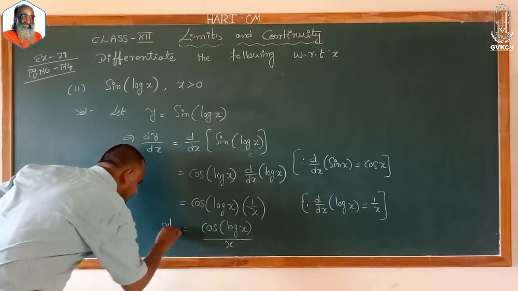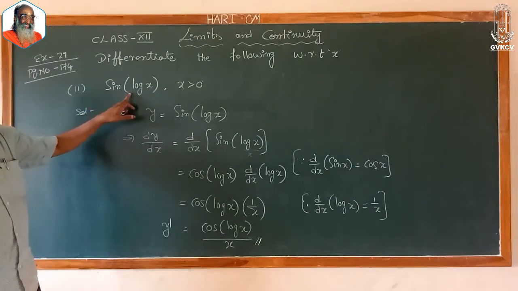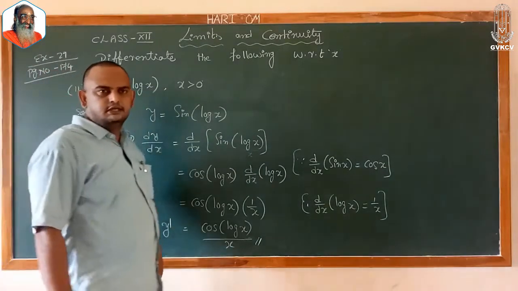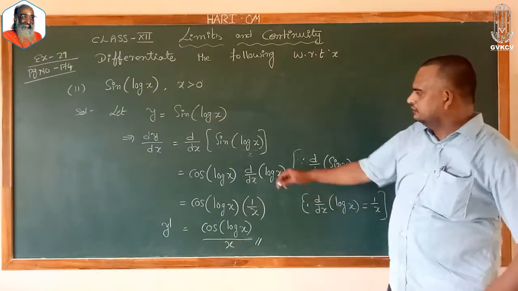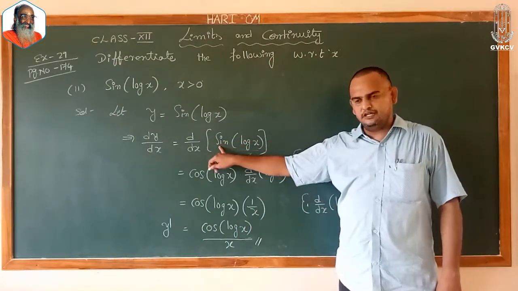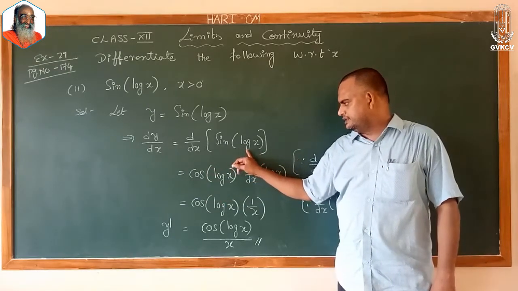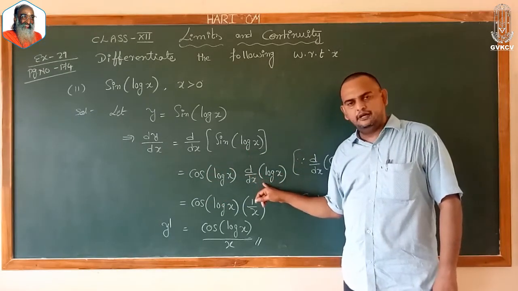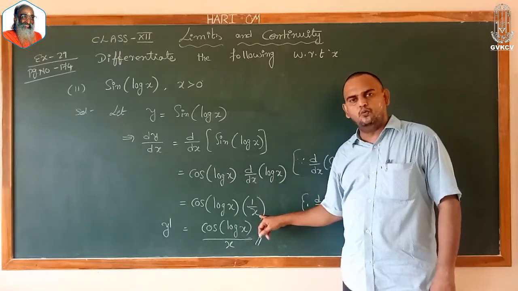This is nothing but y dash. This is the derivative of sine of log x. So first, sine x derivation is cos x. But in place of x, what do we have? Log x we have. So again we are finding the derivative of log x. Now log x differentiation is nothing but 1 by x.